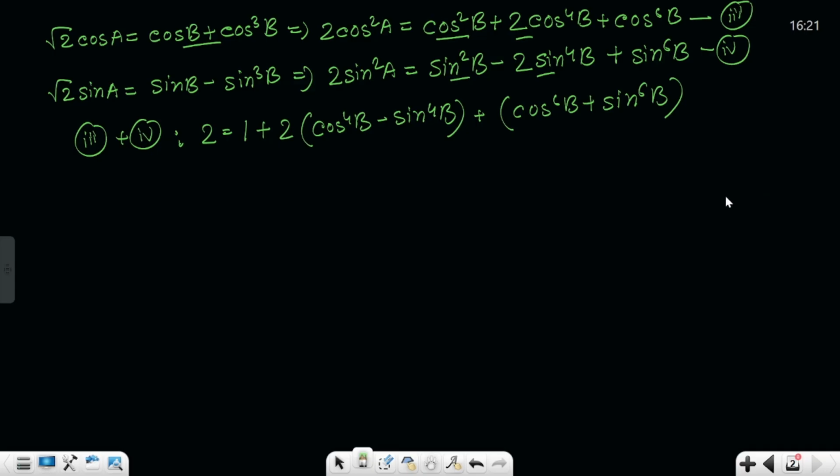Now what we need to do actually, we need to simplify these expressions. So let's do it. We are going to do this on another page. So the expressions we got are cos to the power 4 b minus sin to the power 4 b, and the second expression is cos to the power 6 b plus sin to the power 6 b.